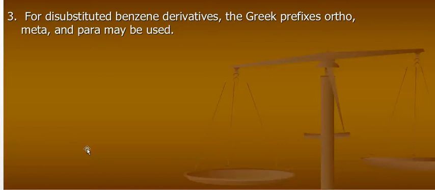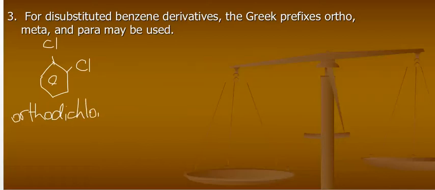If you have di-substituted benzene derivatives, the Greek prefixes ortho, meta, and para are often used. Di-substituted means you have two substituent groups. This compound right here would be called ortho dichlorobenzene. So ortho means the 1 and 2 positions. You could also call this 1, 2 dichlorobenzene.